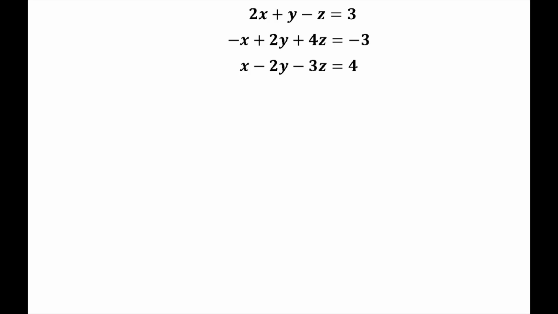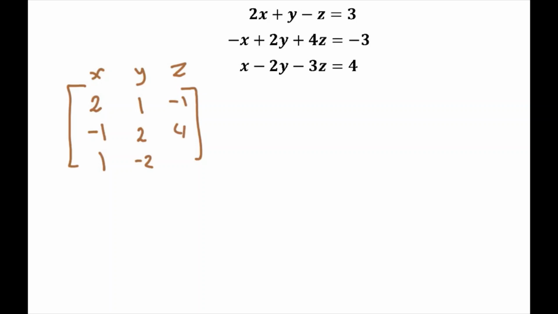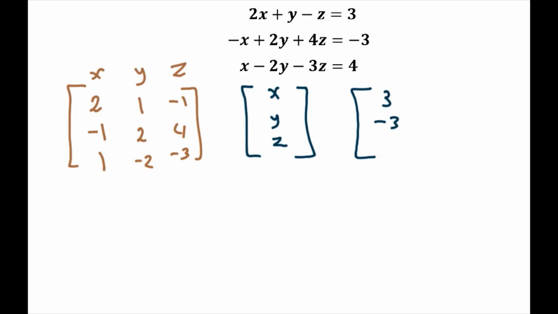So I have a coefficient matrix. Here's going to be x, y, and z. So the coefficients of x are 2, -1, and 1. For y we do have 1, 2, and -2. And for z we do have -1, 4, and -3. Now about my variable matrix, it's basically x, y, and z. Finally, we do have the constant matrix 3, -3, and 4.